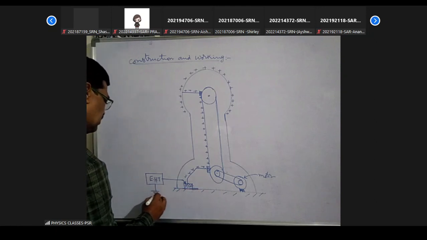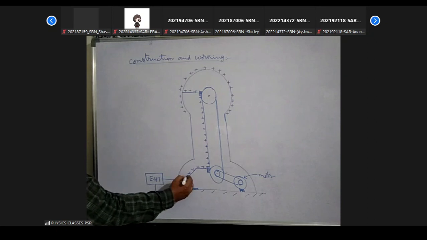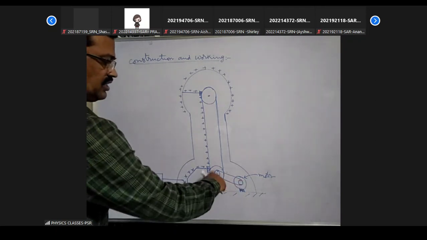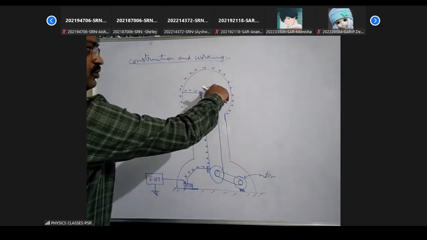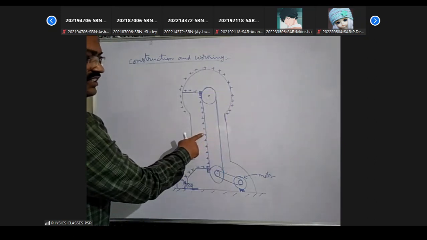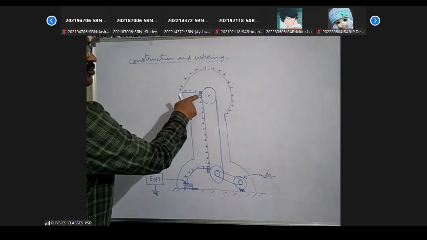This is connected to the EHT, the extra high tension source, which provides the positive charge. Is it clear now, students? Yes, sir. This motor rotates this way, so the belt moves upward and comes down. Here, this is the empty belt. This carries positive charge from this brush, and this positive charge is given to this brush.